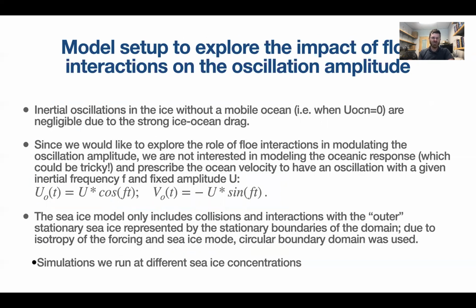We're going to do that with the equation shown here, where we have a fixed amplitude u, as well as a fixed inertial frequency f, which is the Coriolis frequency. When we run the model, we are only going to include collisions and interactions with the flows and the outer stationary sea ice, which is represented by the boundary. In this case, the boundary that we're going to run with is a circular boundary, and this is due to the isotropy of the forcing in the sea ice mode. And lastly, we're going to run the simulation over a number of different sea ice concentrations.